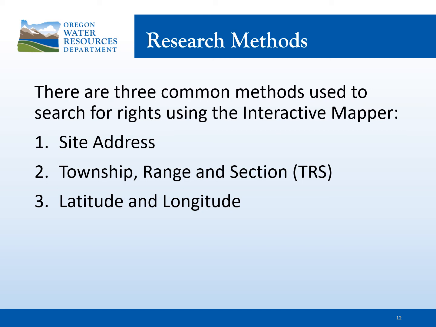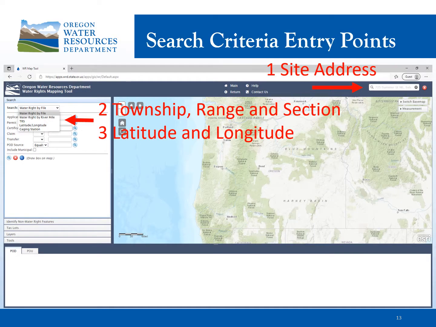Now that we've gone through some background information, we will begin going through the specific steps necessary to search the interactive mapper for water rights using the site address, township range and section information, and latitude and longitude. On this image, you will see the location of the search criteria data entry points for the 3 most common sets of criteria used to search for water rights.